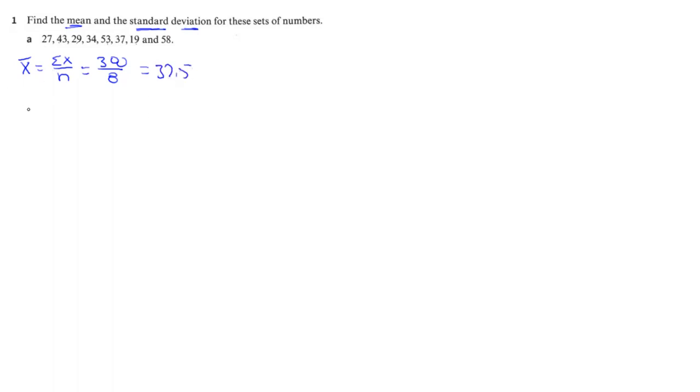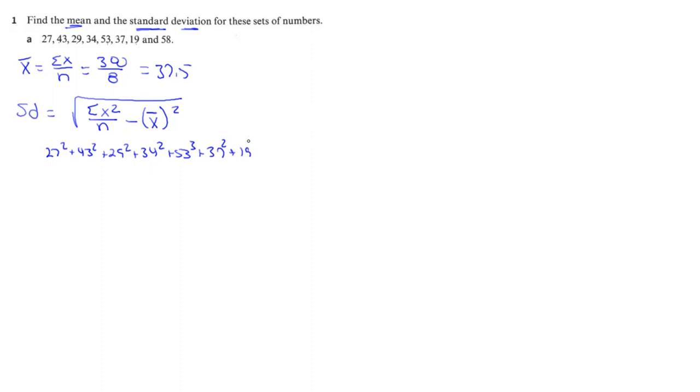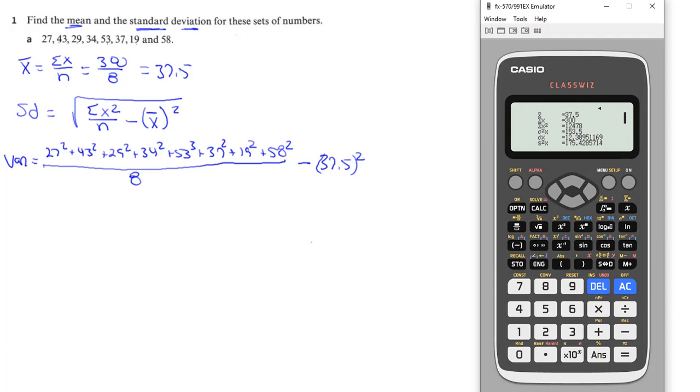Now, if I want to find the standard deviation, I'm going to use this formula here, which is going to be the sum of all the x's squared divided by n minus the mean squared. And all I'm going to do now is show that I understand the method. I'm going to write down all my data points squared. I'm going to divide them by the number of data points, 8, and I'm going to subtract the mean squared. This is actually the variance, and then if I go to my calculator, I'm going to be able to find out what all this information is.